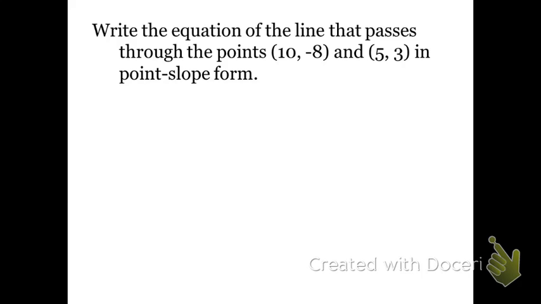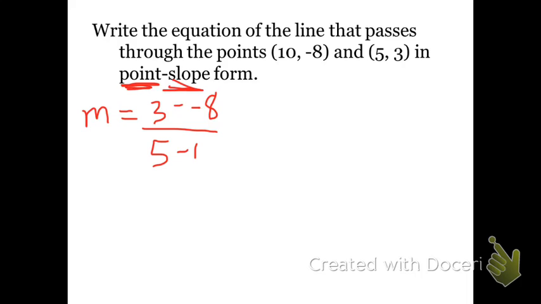Alright, so remember, with point-slope form, we need a point and a slope. We have our 2 points, so now we just need a slope. So, to find the slope, we're going to do the change in y over the change in x. So I'm going to do y2 minus y1 over x2 minus x1. So the slope is going to be 3 minus -8, which is the same as 3 plus 8, which is 11, over 5 minus 10, which is -5. So there's our slope, and now we can write two correct point-slope forms.